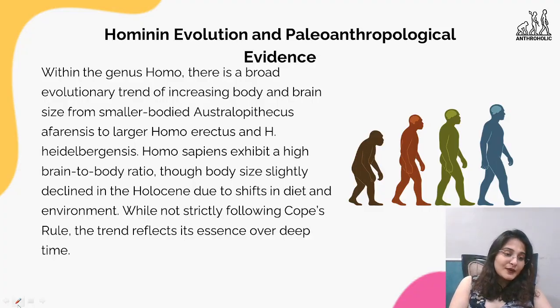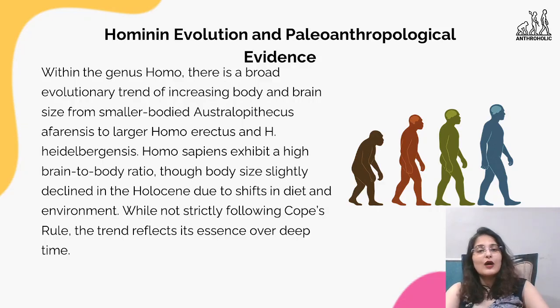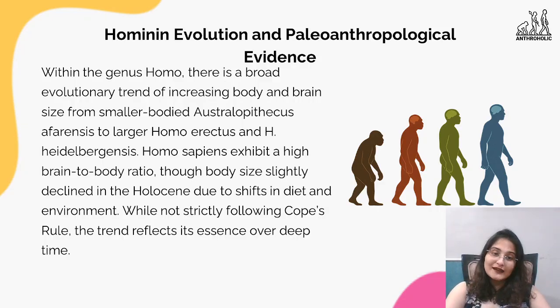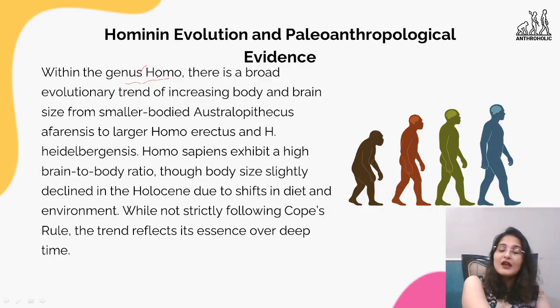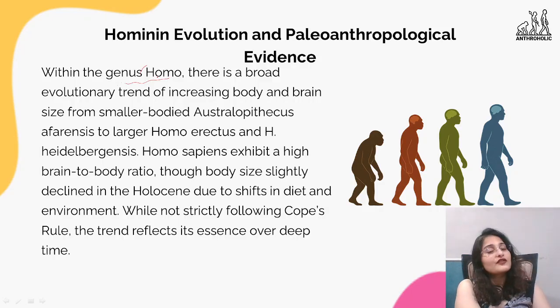Now, continuing on our discussion, we have already seen the various theories why it happens, and one of the examples can be hominin evolution and paleoanthropological evidence. Now within the genus Homo, the Homo sapiens में जो Homo genus है, where there are multiple evolutionary parts of humans, there's a broad evolutionary trend where the body and brain size kept increasing.